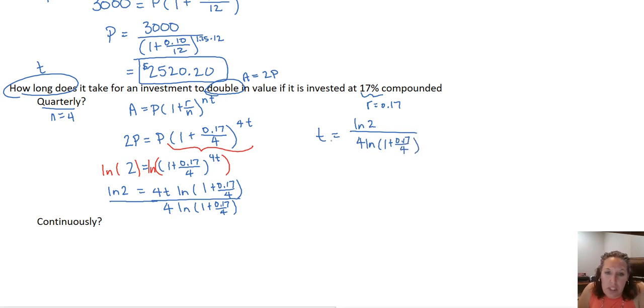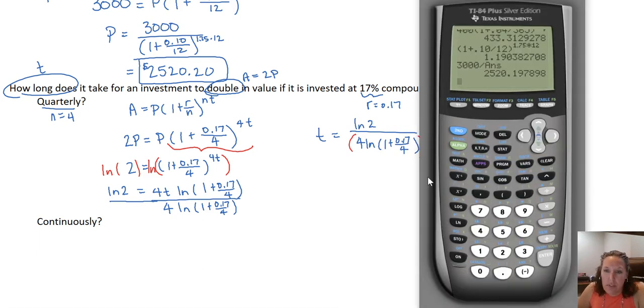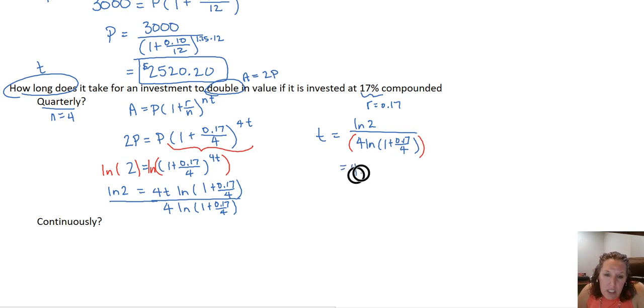And we want to make sure when we enter this in our calculator that we put parentheses around that denominator. All right, so we'll get the natural log of 2 divided by, we need to open parentheses for that denominator, 4 times the natural log of 1 plus 0.17 over 4, close parentheses on the denominator. And so we get t is equal to 4.16, and t is always in years.